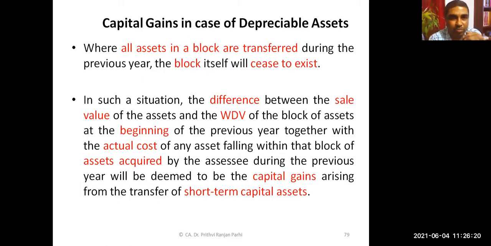However, where all assets of the block are transferred during the previous year, or the block itself ceases to exist, in that case what will happen? The difference between the sale value of the assets and the WDV of the block at the beginning of the previous year, together with the actual cost of the assets falling within the block acquired by the assessee during the previous year, shall be deemed to be the capital gain. But we have already discussed it extensively. I suggest you refer to our previous video on tax planning and depreciation. There, this concept has been entirely explained.